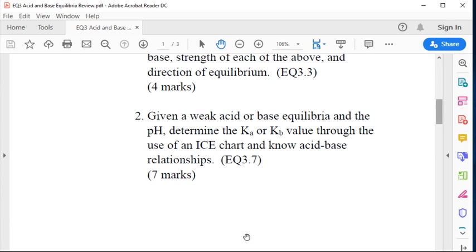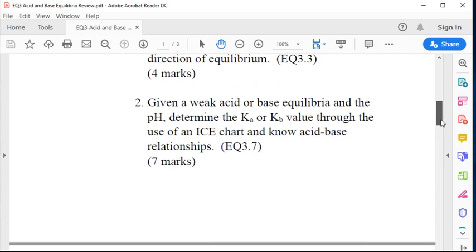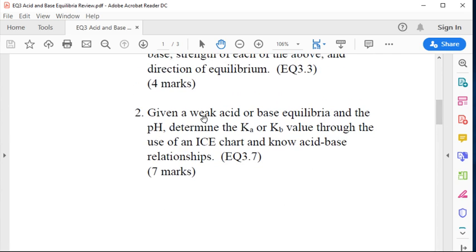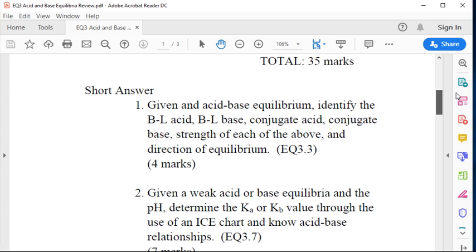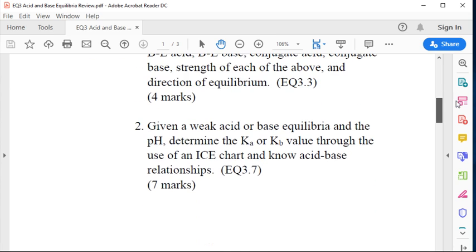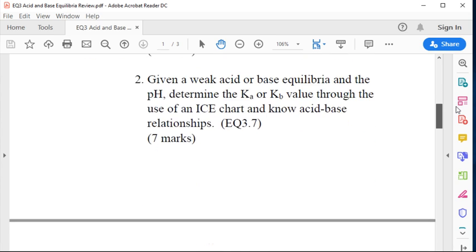Number 2, in EQ 3.7, 2 and 3 will be from EQ 3.7. Basically, the 2 different types there. So given a weak acid or base, depending upon what I ask, and the pH, determine what the resulting Ka or Kb value will be through the use of an ICE chart and known acid and base relationships, such as from down here. All right. So given the pH, determine Ka, Kb.